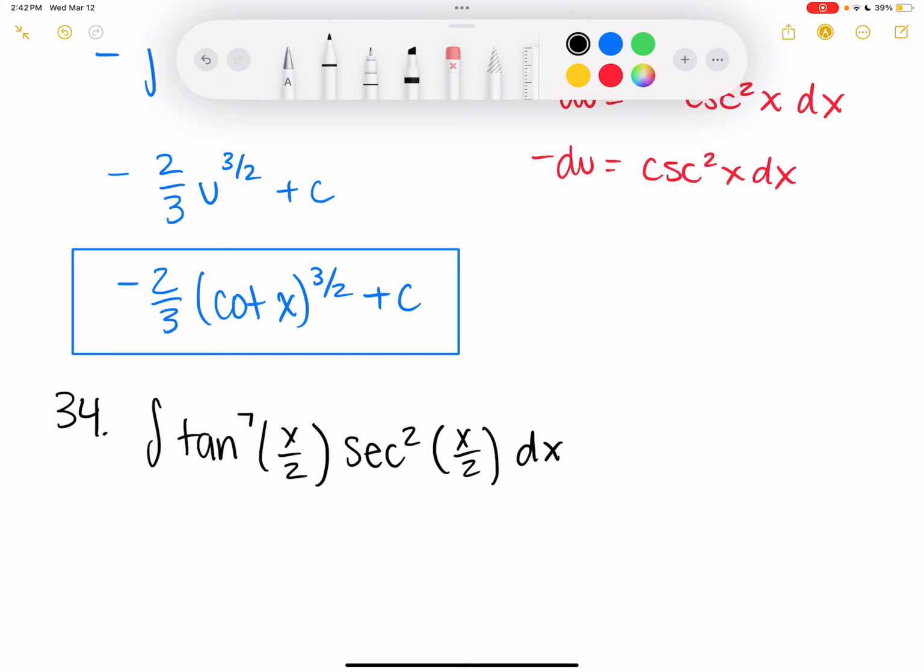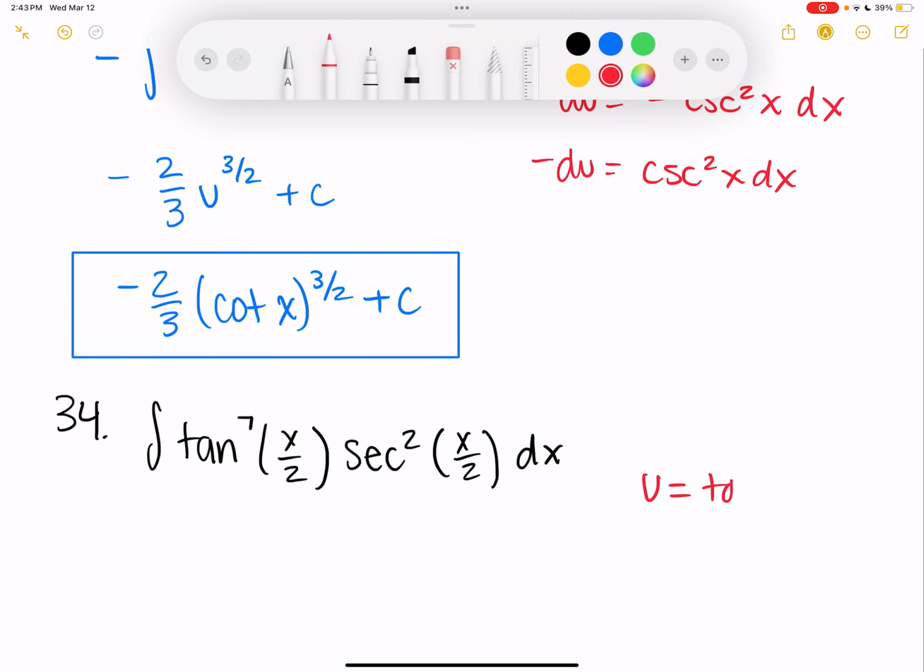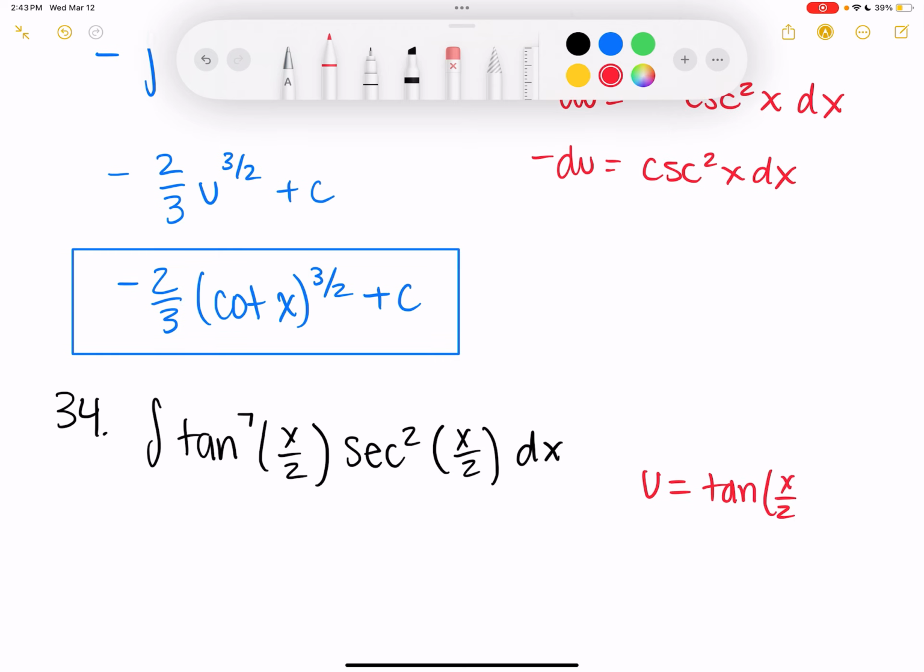What do I still have if I do that? Maybe we go like tangent. Why would we choose tangent? Because you can get secant squared when you do the antiderivative. Yep. And so what I would do is rather than it just being x over 2, I would do the tangent of x over 2. Sometimes it's just the trig function, sometimes it's the whole piece. So u is going to be the tangent of x over 2.